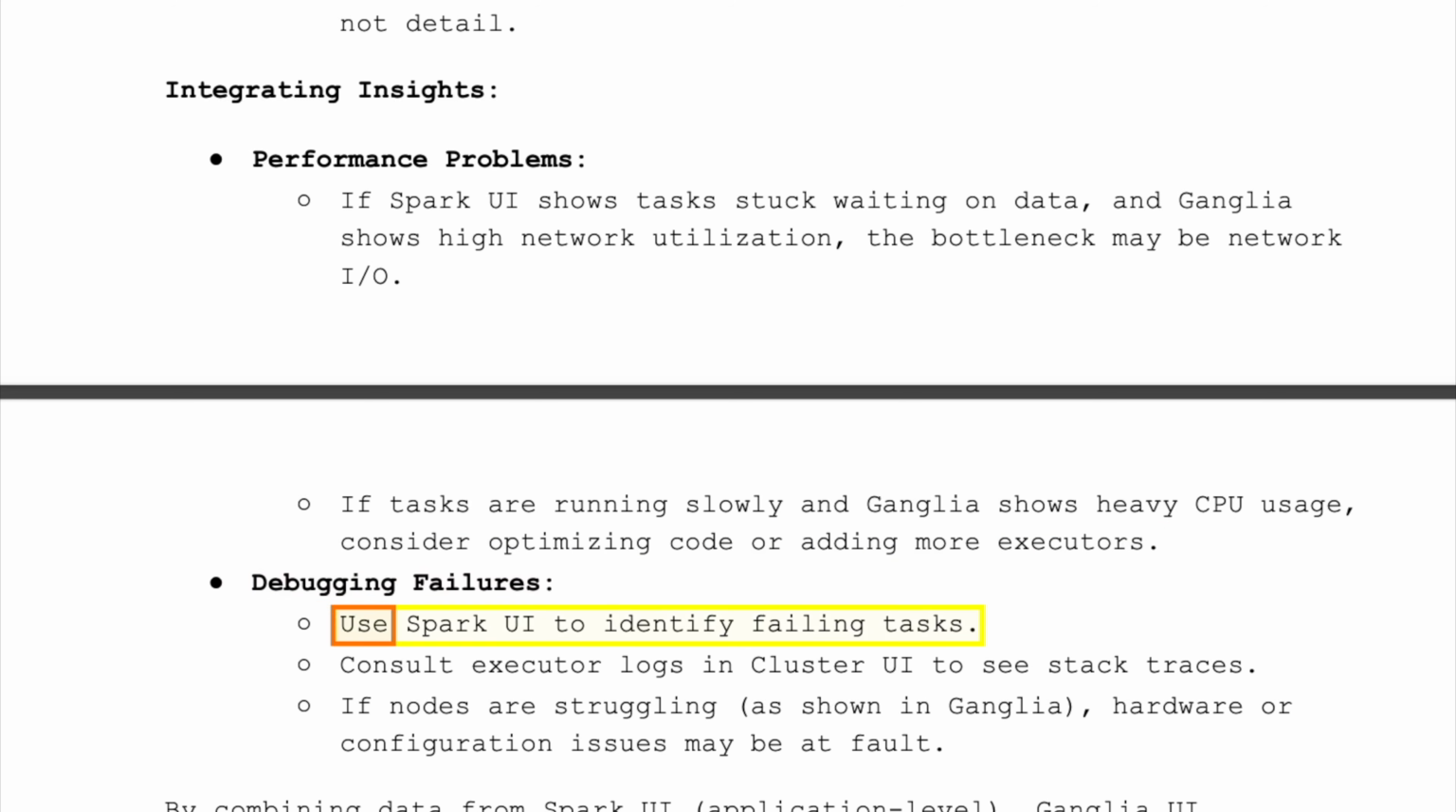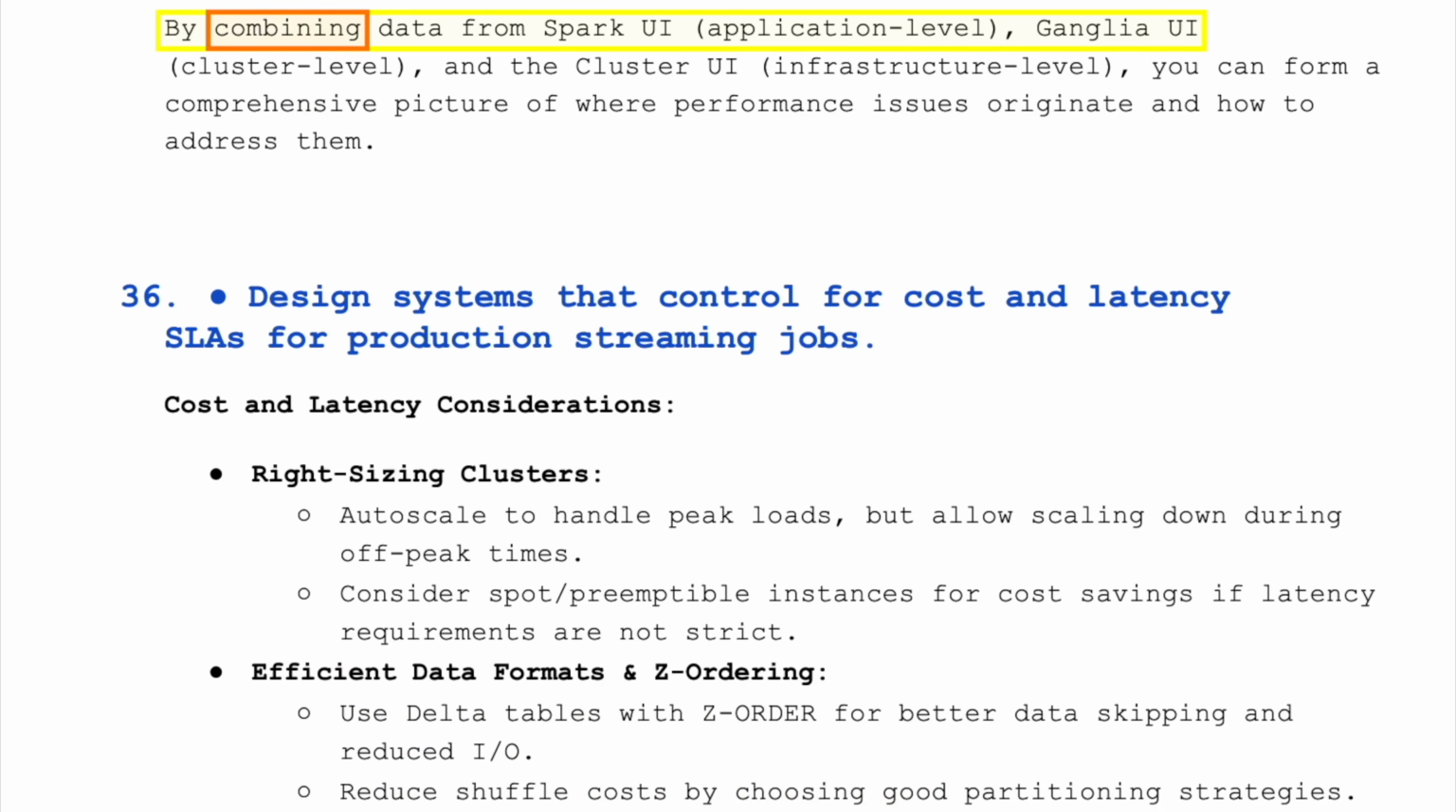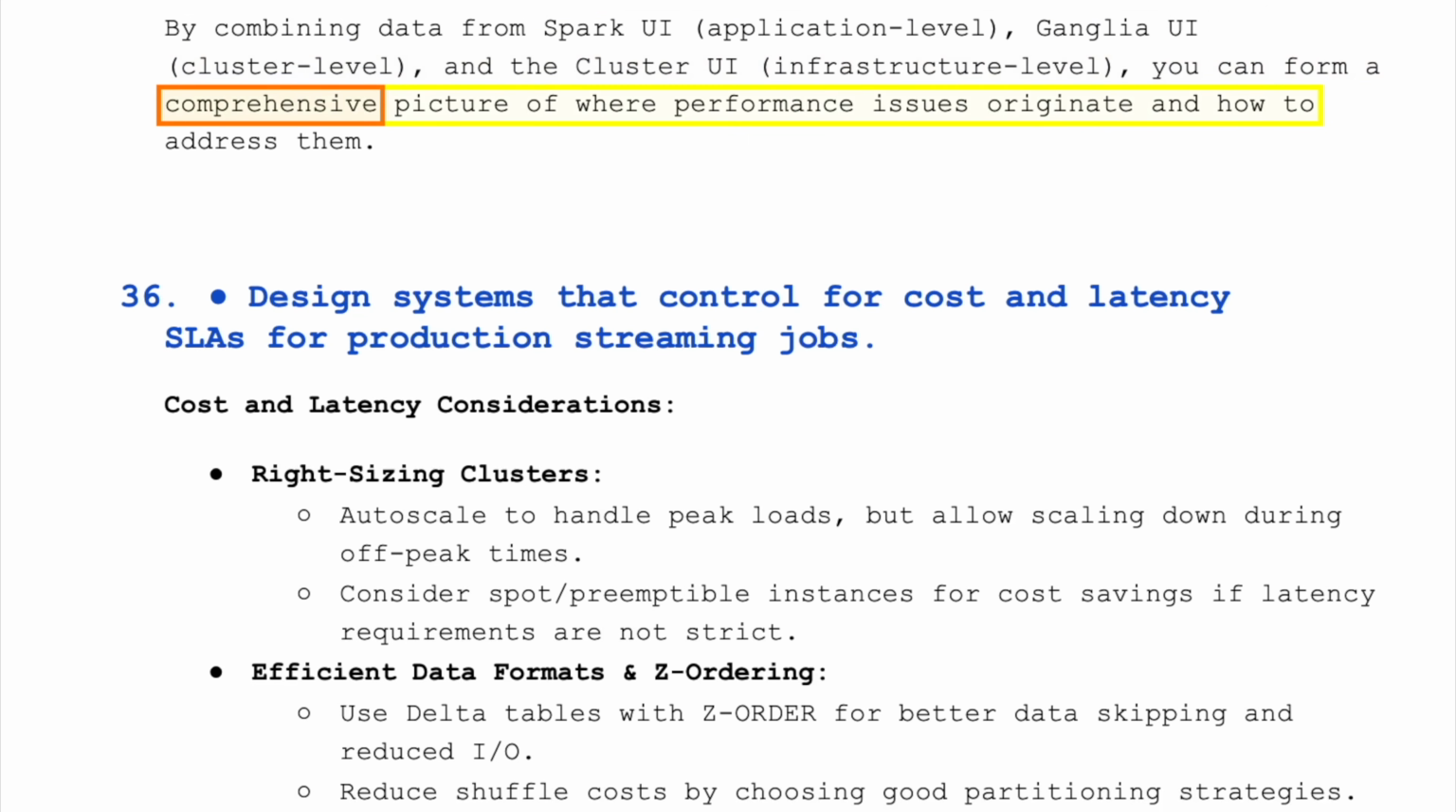Debugging failures. Use the Spark UI to identify failing tasks. Consult executor logs in the Cluster UI to see stack traces. If nodes are struggling, as shown in Ganglia, hardware or configuration issues may be at fault. By combining data from the Spark UI, application level, Ganglia UI, cluster level, and the Cluster UI, infrastructure level, you can form a comprehensive picture of where performance issues originate and how to address them.